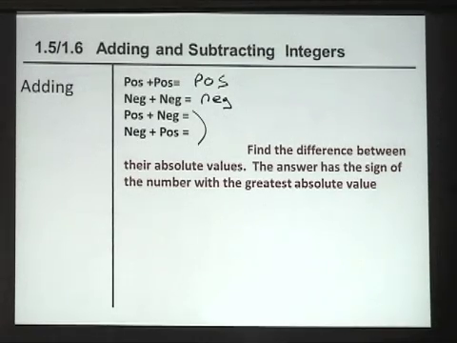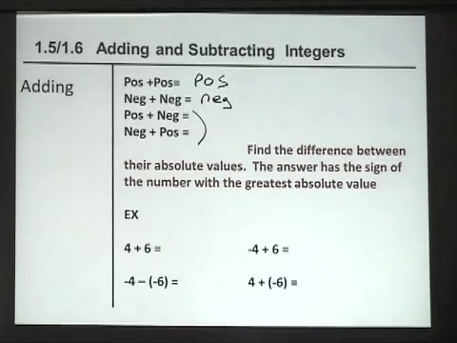When you're done copying all that down, consider the following 4 practice problems. 4 plus 6, negative 4 plus 6, negative 4 minus negative 6, and 4 plus negative 6. These 4 problems should give you a good idea as to how complicated this can be. Go ahead and try each of these 4 problems. Hit pause and do your best.